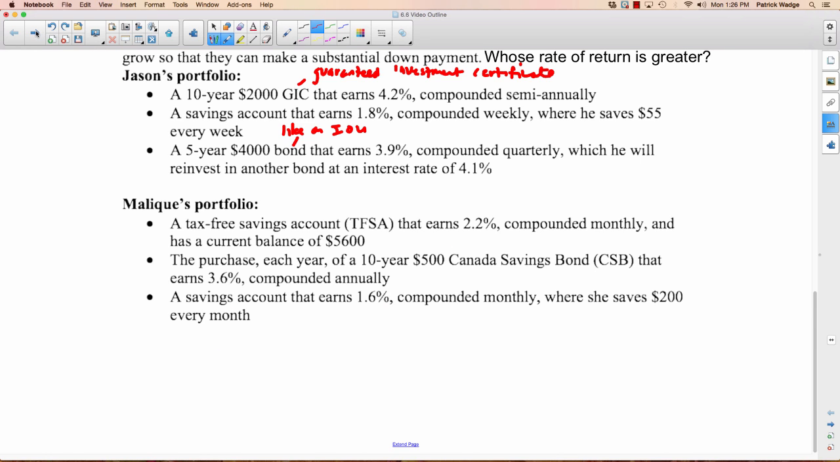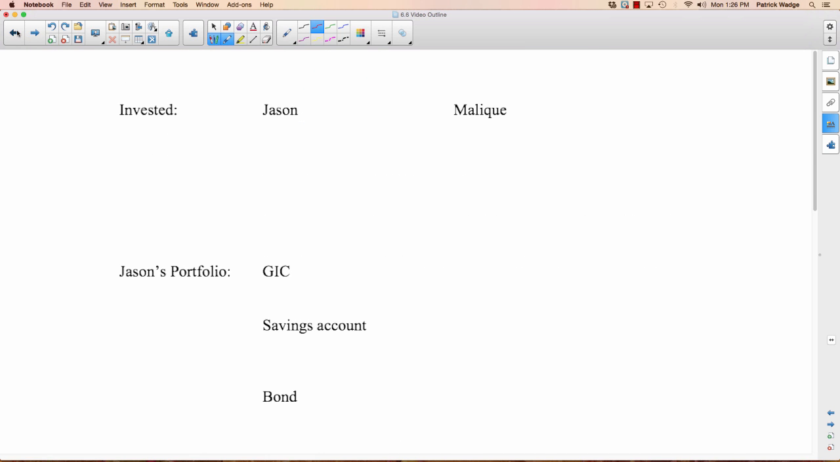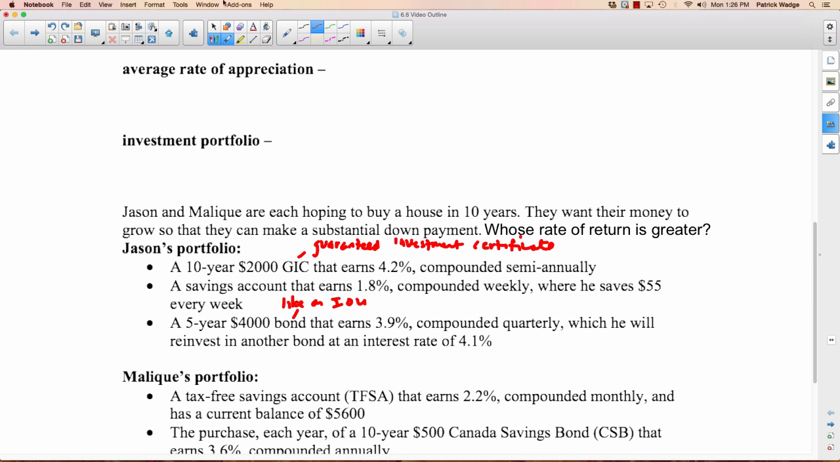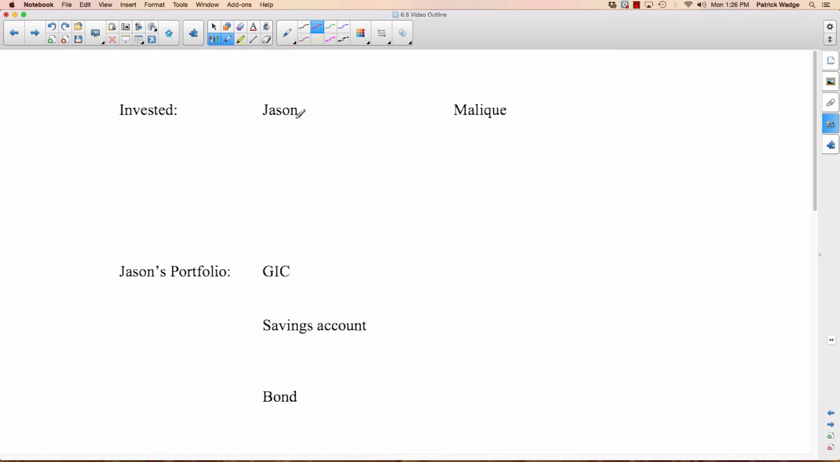So basically, we're going to go through and figure out the question, remember, was whose rate of return is greater. So the first thing we better figure out is how much was invested. This is so annoying because I'm going to have to go back and forth, back and forth. I'm probably going to stop doing that after a while. So Jason has 3 investments. He has his GIC, he has a savings account, and he has a bond.